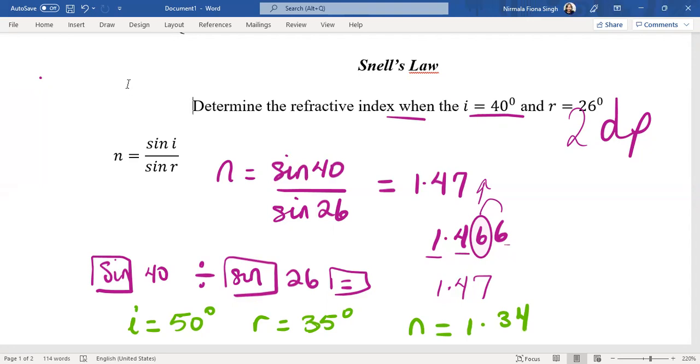Tell me if you got the 1.34. Yes, that's 1.34. Beautiful. Let's see the chat. Good, great.